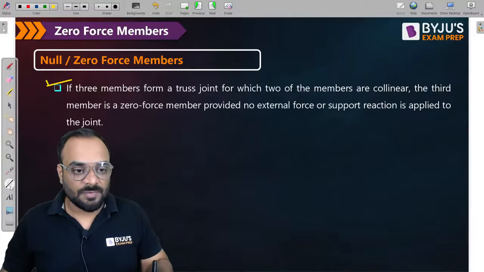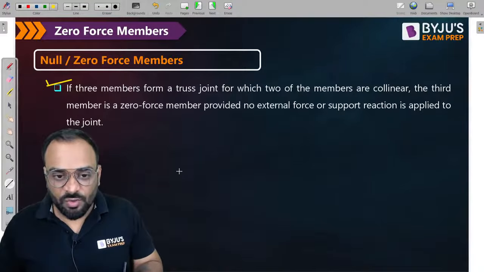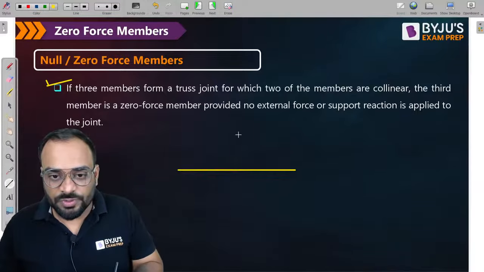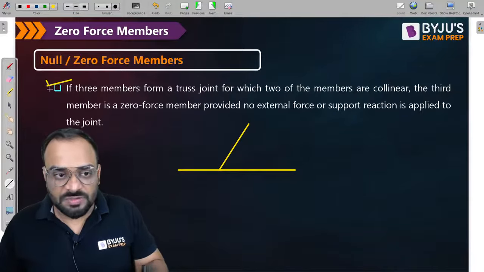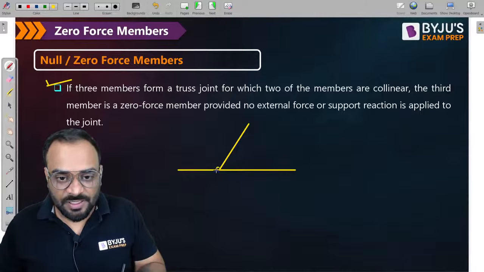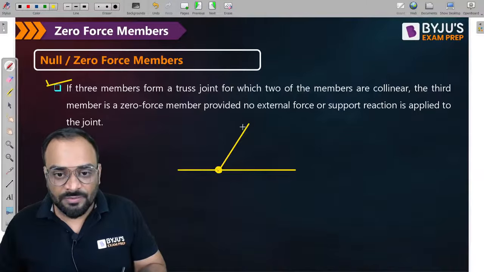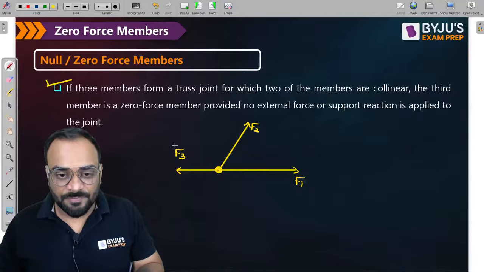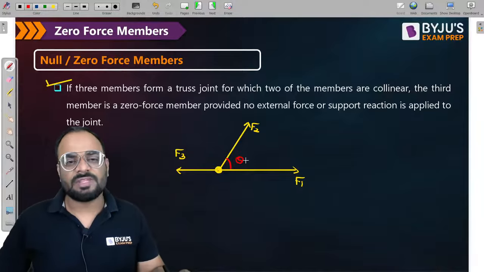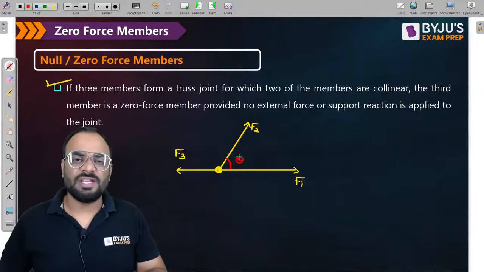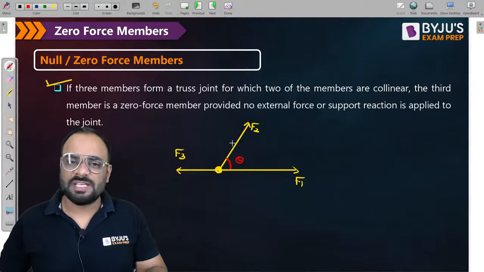In the second condition, let us suppose there are three members meeting at a truss joint. Let us consider this is a truss joint where three members are meeting, and let us consider this is our F1, this one is F2, and this is F3. The angle of F2 with respect to F1 or F3 is basically some theta, right? So right now we are considering with respect to F1. So this is basically our theta.